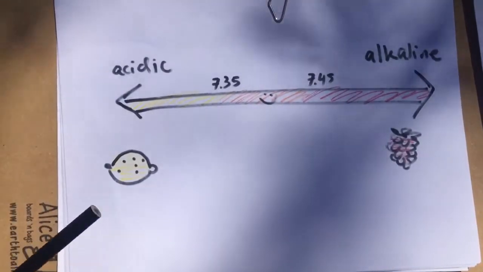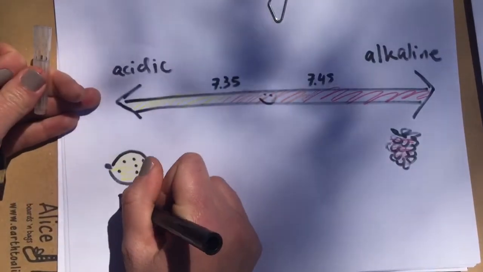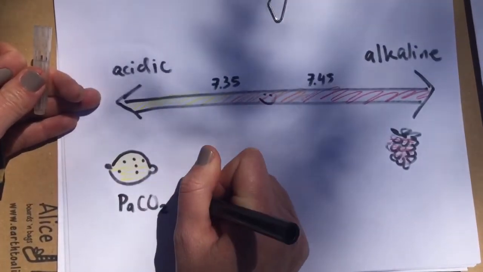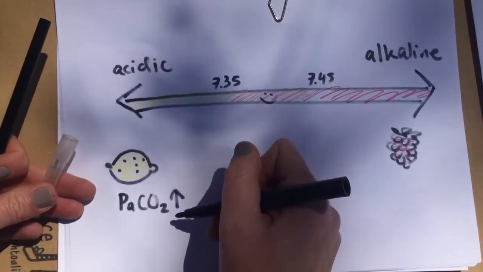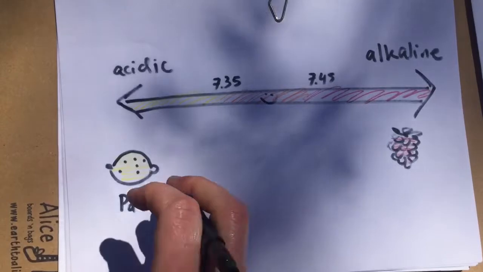When I think of lemons, let's back up. We're going to put PaCO2 over on this side as well. And it's an increase because when PaCO2 is increased, acidity goes up. Here's how I remember that.